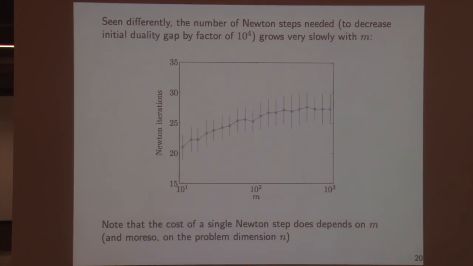Said differently, if you look at the number of Newton steps needed to get the duality gap down by a certain factor, it grows very slowly with m as well. So just another way of looking at it. That's it.